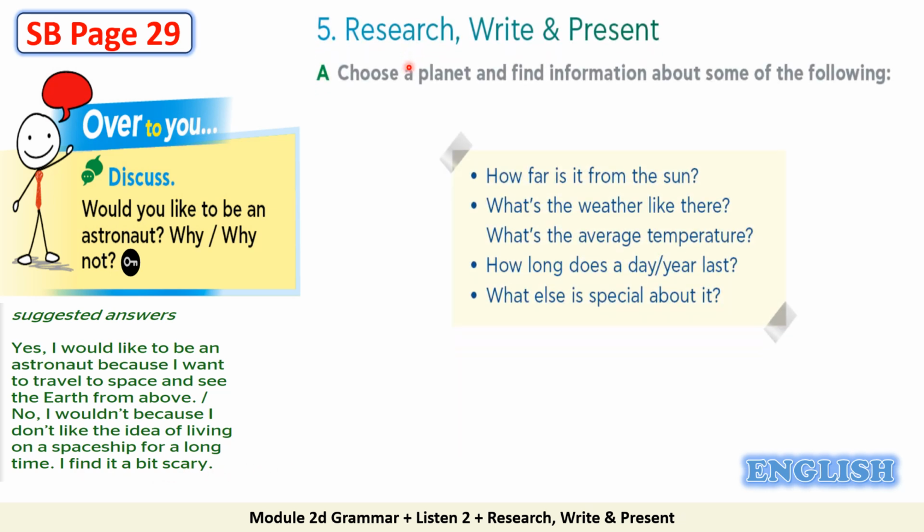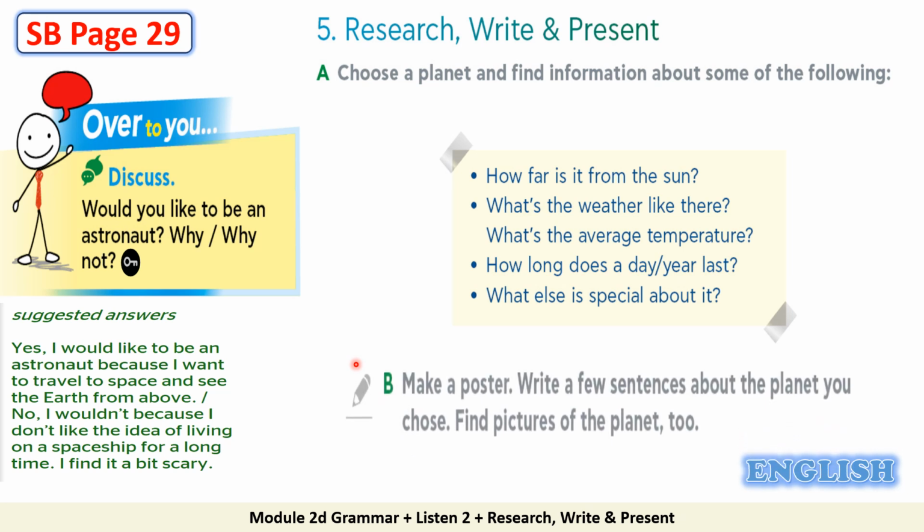Now move to part 5. Research, write and present. Read the given instructions for task A. Choose a planet and find information about some of the following. Here you have some questions to answer about the planet. Then you are going to make a poster and write a few sentences about the planet you chose. Find pictures of the planet too.